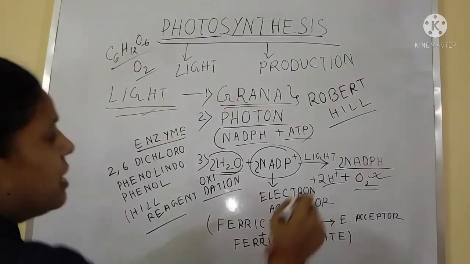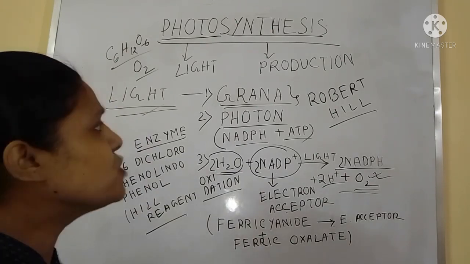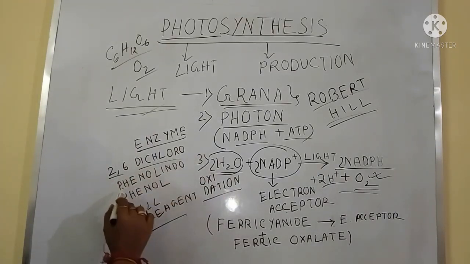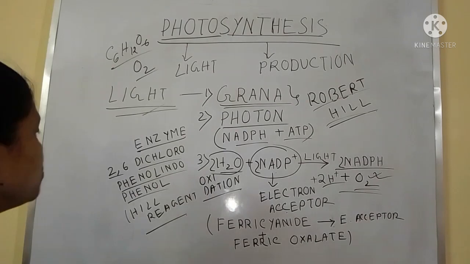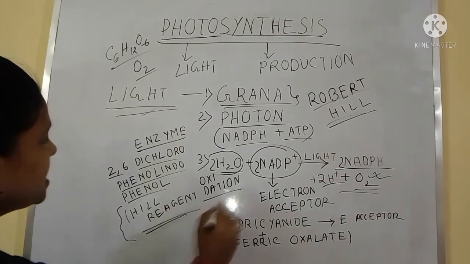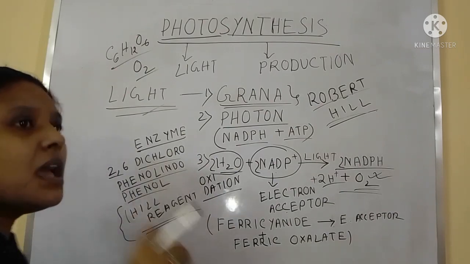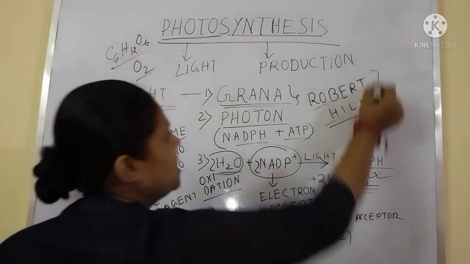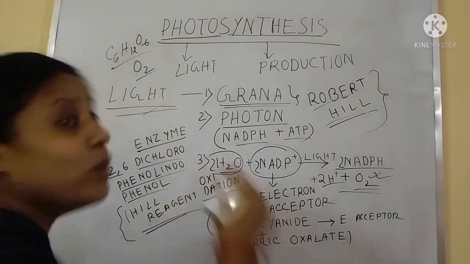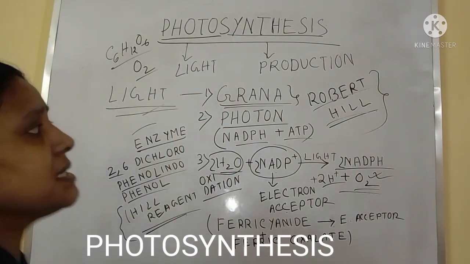Clear? Another reagent that is very important and used by Robert Hill is called 2,6-dichlorophenolindophenol. This is known as the Hill reagent. Okay, this reagent was artificially used by Robert Hill for knowing this process. So that's why this total reaction is known as the Hill reaction.